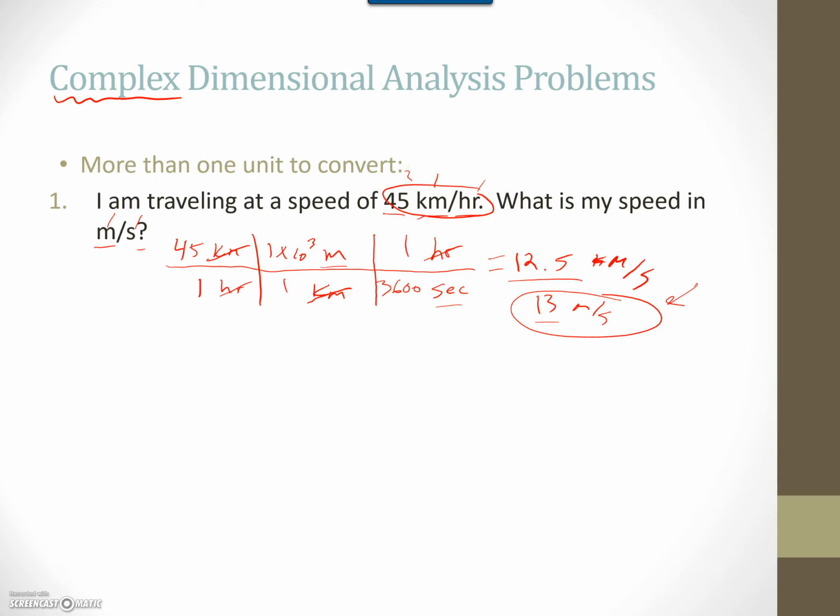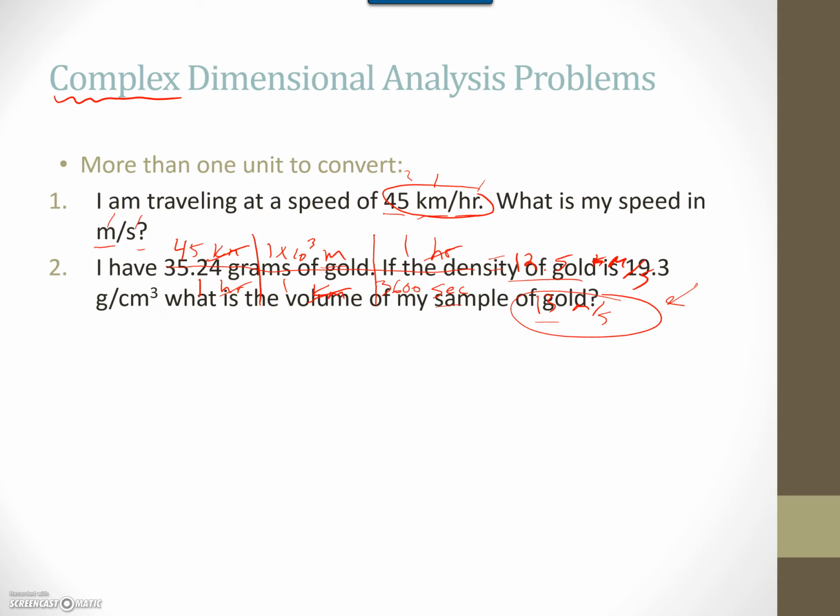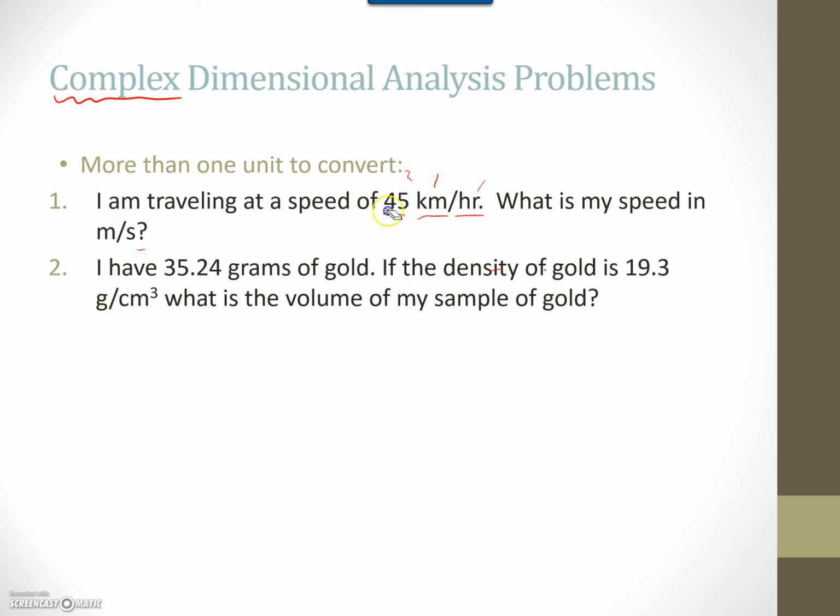All right. Next example. So I have 35.24 grams of gold. So that's my known quantity. If the density of gold is 19.3 grams per cubic centimeter, what is the volume of my sample of gold? So this is kind of a tougher way of looking at things, because what we have to do is consider what units do I want in my answer. So I want my answer to show volume, right? And so of the units given up here, cubic centimeters is that measure of volume.